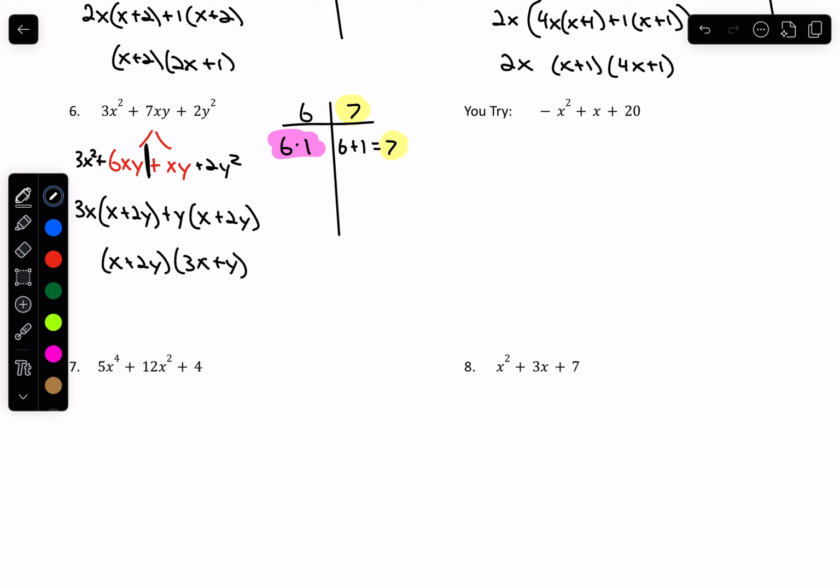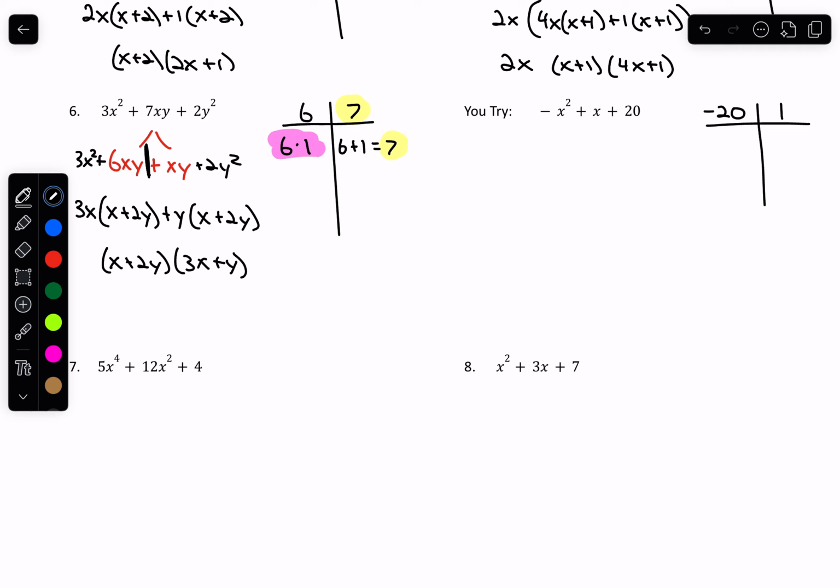All right, hopefully you paused. So I'm going to proceed as normal, where I'm going to multiply a times c, which is a negative 1 times 20. So I get negative 20. The b term is just 1, because it's only 1x there. I need two numbers that multiply to give me negative 20 and add to give me 1.